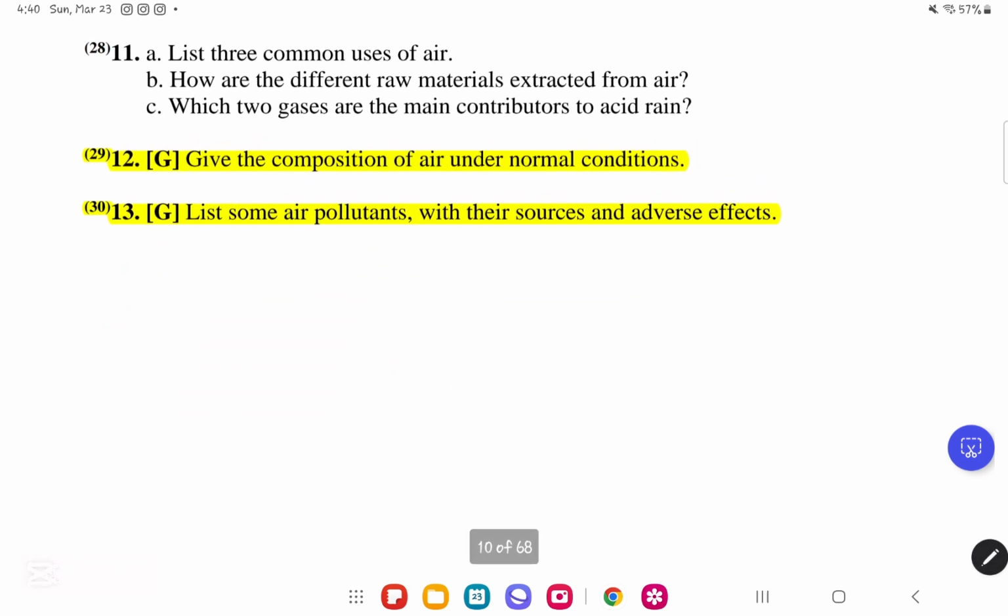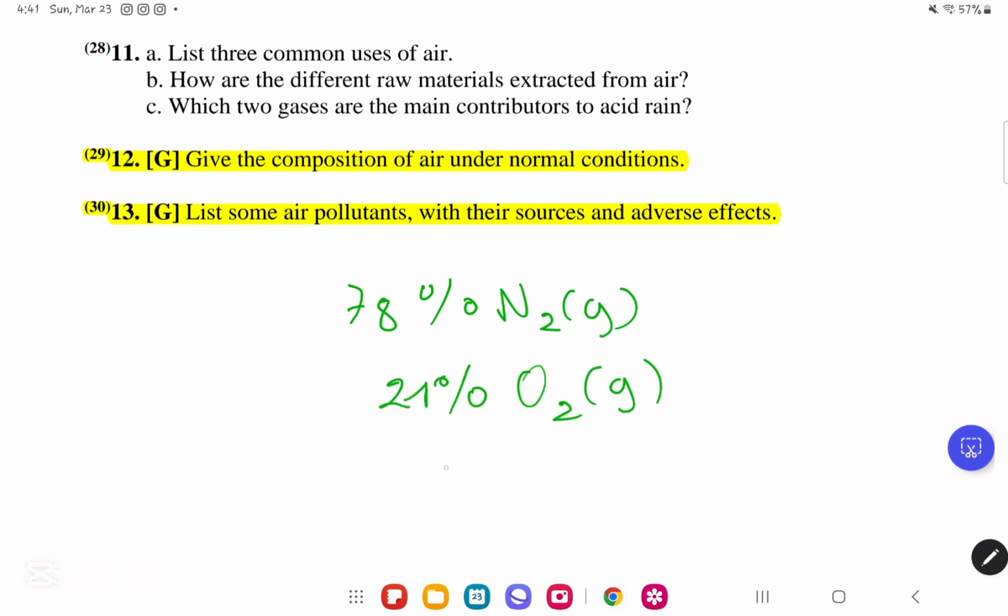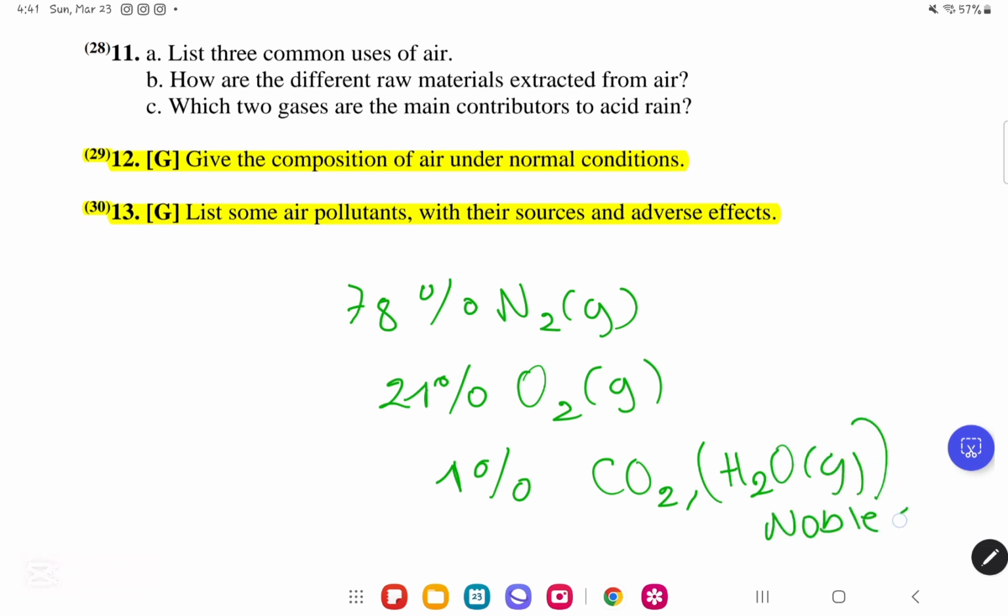Now we move on to question number 12. They said give the composition of air under normal conditions. Okay, here you should know that 78% of the air is nitrogen gas by volume. 21% by volume is oxygen gas, and the rest being 1%, it is the carbon dioxide, the water vapor meaning H2O gas, and the noble gases. So keep in mind when they tell you the composition of air, 78% is nitrogen gas, 21% is oxygen gas, and 1% is carbon dioxide and H2O gas and the noble gases.